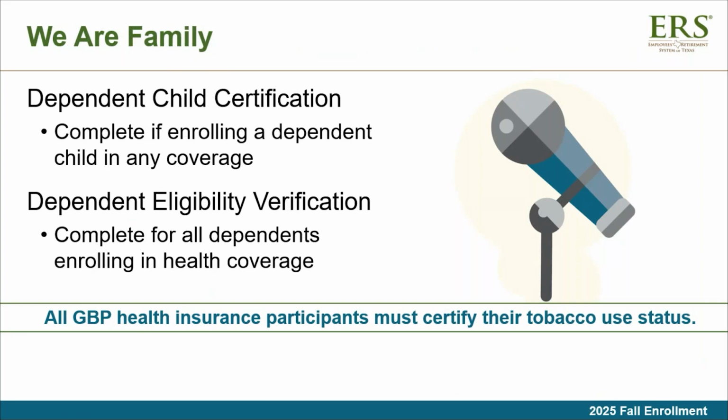Now, if you are adding any dependents onto your health insurance, if they are new dependents and they've never been covered under your health insurance benefits before, they do have to go through that dependent eligibility verification, which is separate from the dependent child certification. So the dependent eligibility verification is administered by our third-party vendor, Alight Solutions. So what they will do is they will mail a packet of information to you. In that packet of information, what they're going to provide you is the name of the individual that's being verified, the documentation to verify that dependent, and then the deadline to submit the verification documents.